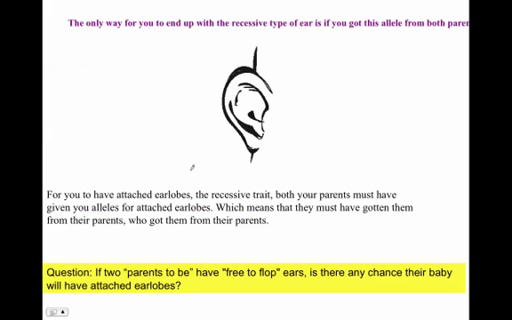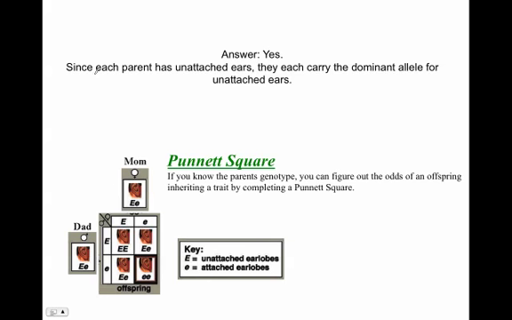So there it is. The only way you could end up with the recessive type of ear is if you got the allele from both parents. So if you have attached earlobes, the recessive trait, both parents must have had those alleles. Okay, if parents-to-be both have free to flop or unattached earlobes, is there any chance they could have a baby with the recessive trait, which is the attached? Yes, there is actually. Let's talk about this.